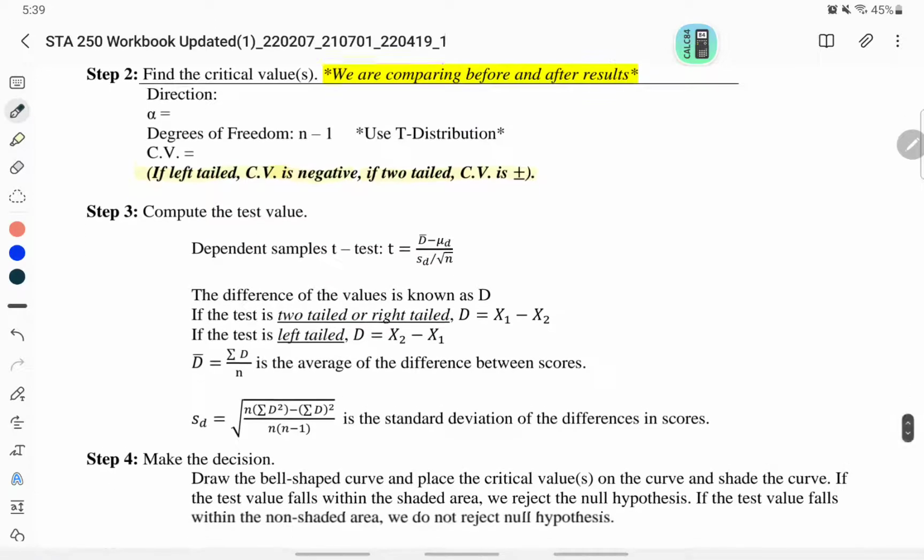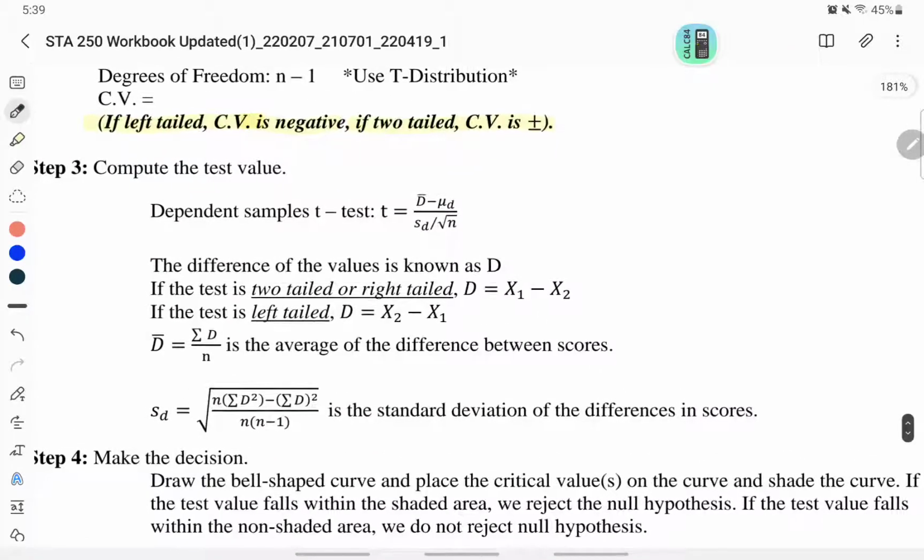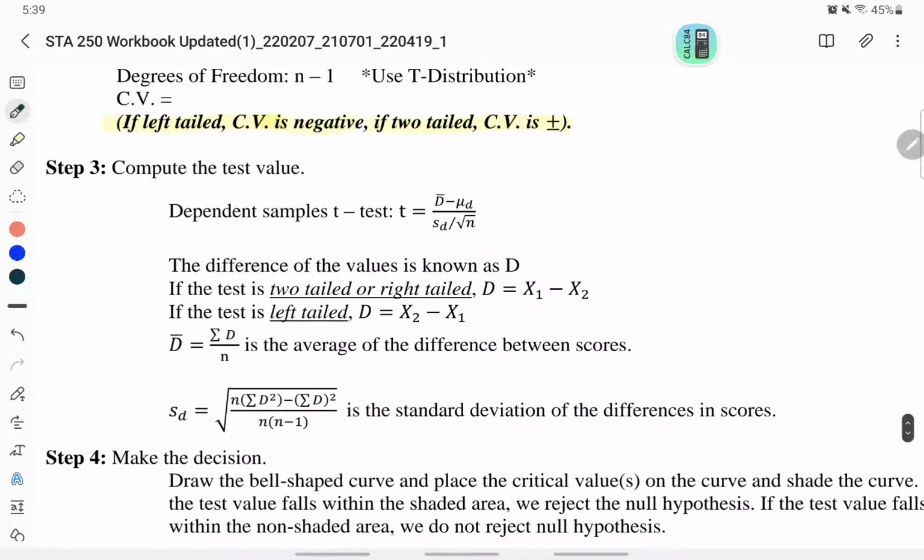Step number 3, which is usually the most complicated step, is to compute the test value. And this is the formula that we're going to use to compute our test value for our dependent samples t-test. T equals d bar minus mu sub d divided by the standard deviation of the difference divided by the square root of the sample size. The difference of the value is known as d.